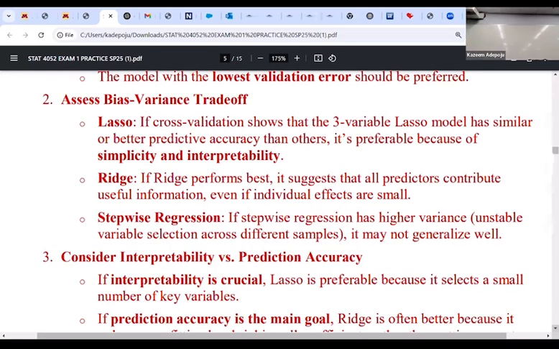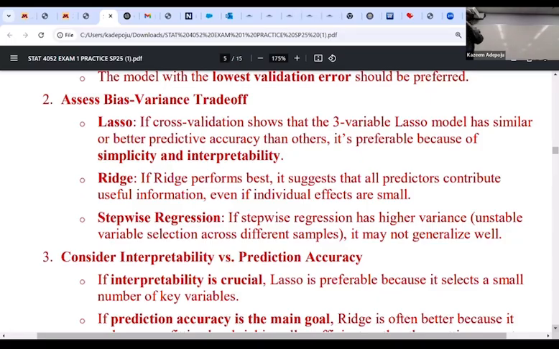Now if you take a look at this, I said if cross-validation shows that, because if I want to compare between lasso, ridge and stepwise, I'm going to use an appropriate metric of evaluation. Let's say I choose K-fold. Why am I choosing K-fold? K-fold has advantages over the validation set and so on. Now, if I choose K-fold and I said if cross-validation shows that a three-variable lasso model has similar or better predictive accuracy than others, then it is preferable because of simplicity and interpretability.